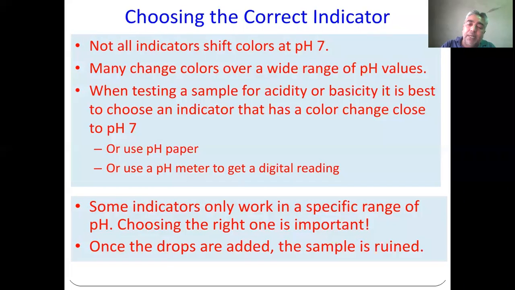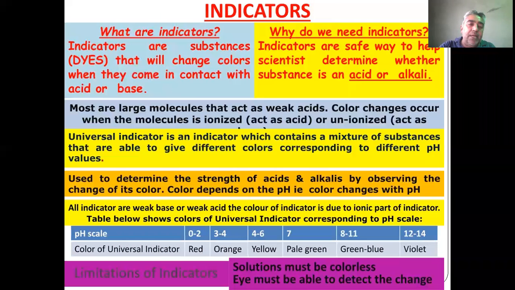एक बार अगर हम उसमें किसी भी इंडिकेटर के ड्रॉप डाल देंगे फिर उसे दोबारा टेस्ट नहीं कर सकते. Here the indicators are the substances that will change color when they come in contact with acid or base. इंडिकेटर वो सब्सटेंस होते हैं जो एसिड और बेस के कांटेक्ट में आते ही कलर चेंज करेंगे.